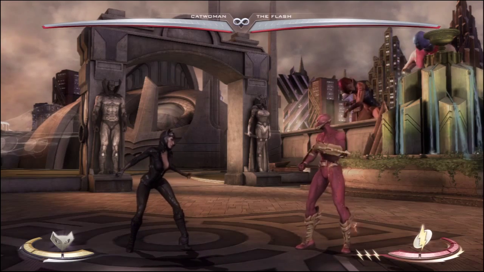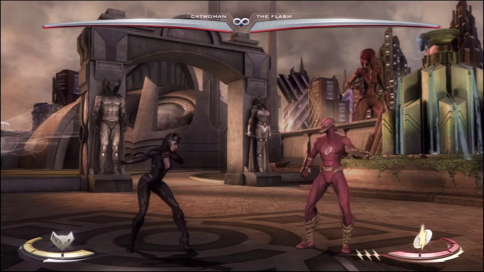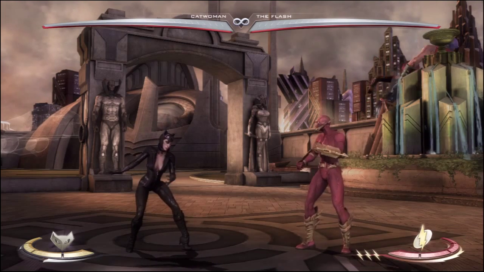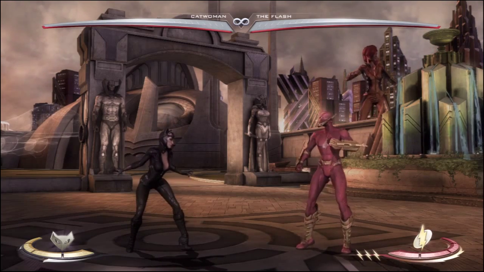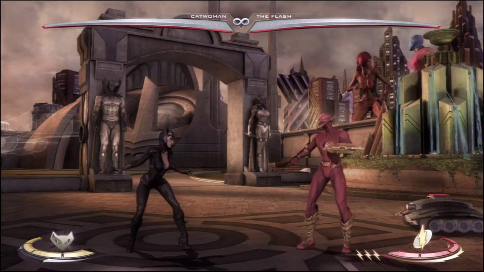Frame data is the science behind the moves. It describes to you how your moves work. So in order to discuss frame data, let's identify what a frame is. A frame is a frame of animation.